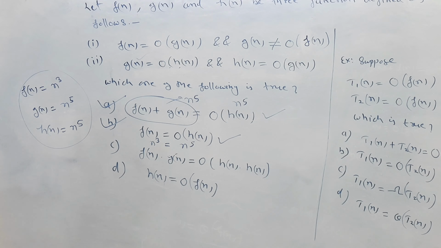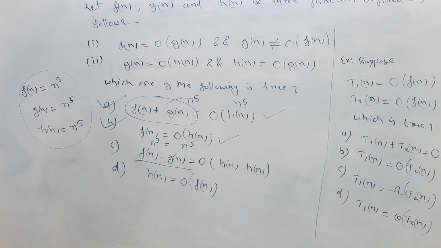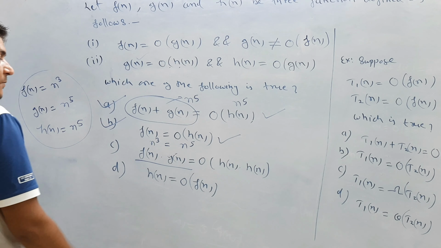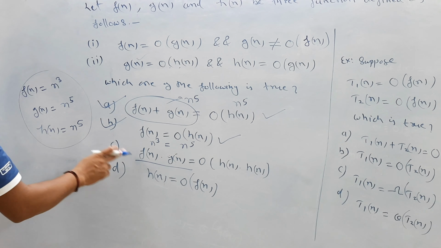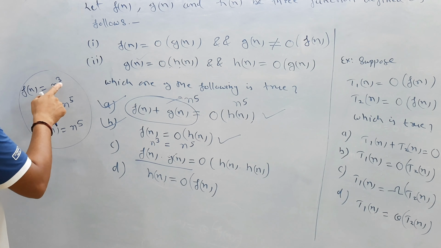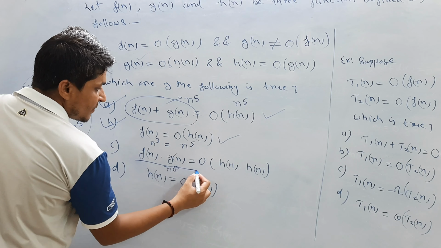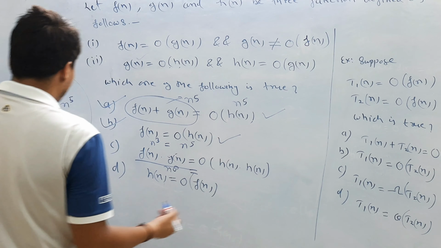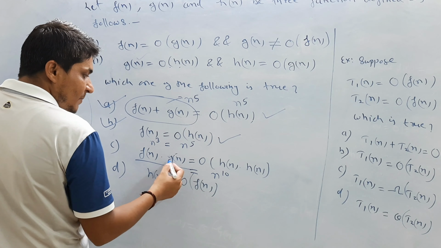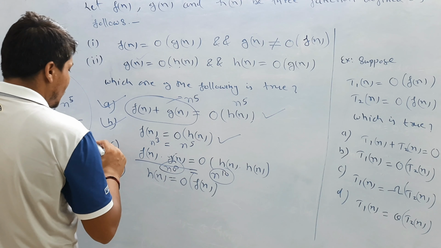Now let us see option C. This is the second part of the fourth property. If you multiply f of n and g of n, you have to multiply both, so this gives n raised to power 8. Then h of n into h of n gives n raised to power 10. Now this part is smaller and this part is greater, and according to Big O this part should be smaller and this part greater. So this option is also true.